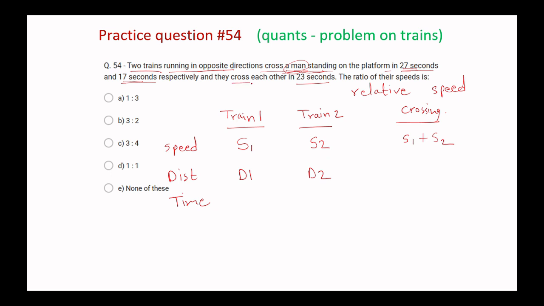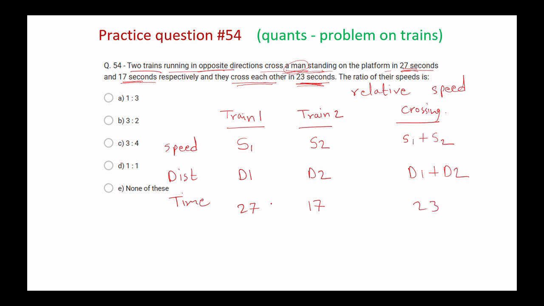And when they are crossing each other in 23 seconds, the distance covered will be the length of train 1 plus the length of train 2, which is d1 plus d2. You can consider this as L1, L2 or d1, d2, that is no problem. And what about time? Train 1 is crossing the person in 27 seconds, the second train is crossing the same person in 17 seconds, and when they cross each other, it takes 23 seconds.